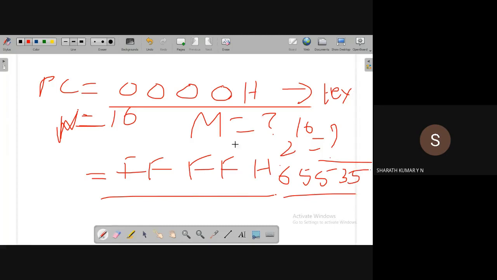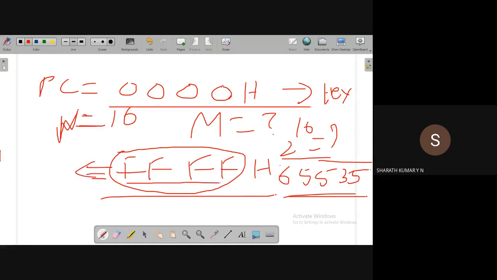That means total number, 2 power 16, is 65,536. We are representing it in decimal. Yes. One more question. What is the decimal equivalent of FFFF? You may have to use your calculator. Enter FFFF in hexadecimal mode, convert into decimal mode. What is the value in decimal?